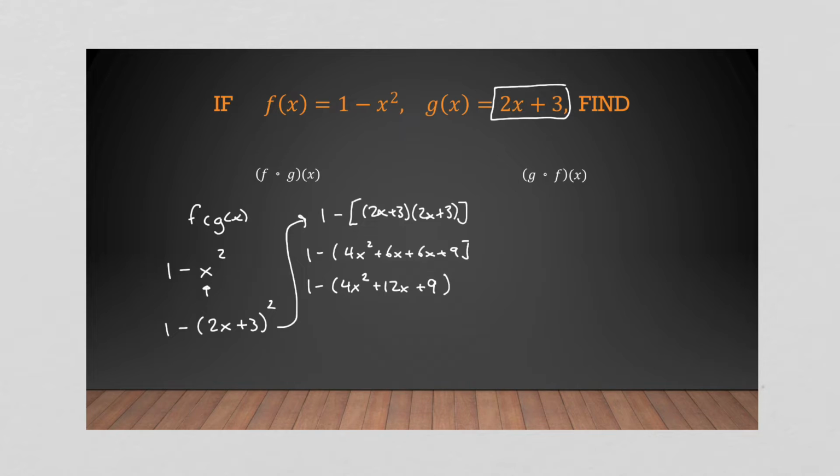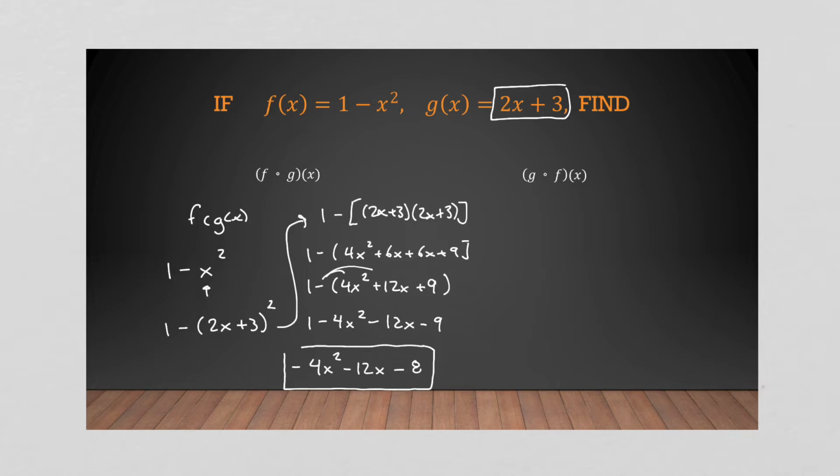And that's why we keep the brackets, so we remember to distribute the negative in. 1 minus 4x squared minus 12x minus 9. Group my like terms, and I'm left with negative 4x squared minus 12x minus 8. So you have simplified f of g of x.